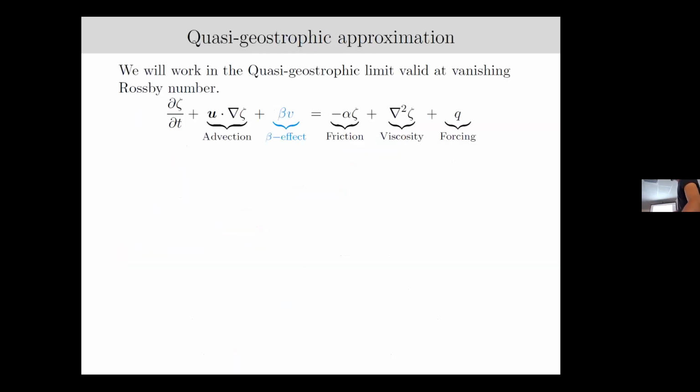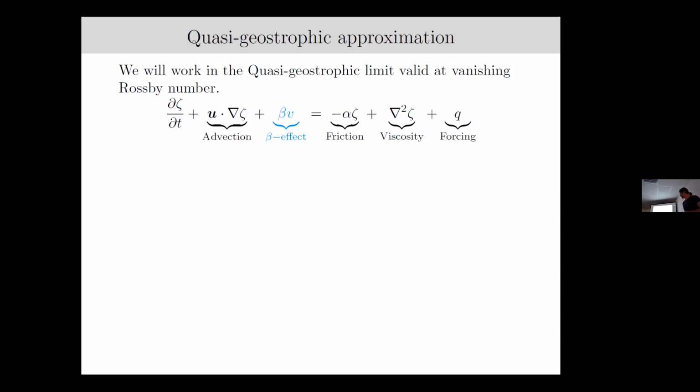Okay, so let's do a little bit of circular modeling. As I said, everything will be done in this quasi-geostrophic limit, so only using the vorticity equation. Here it's depth-averaged vorticity, but as I said, I don't really care about it. So you just have material conservation, the linear beta effect, and then friction, viscosity, and forcing.